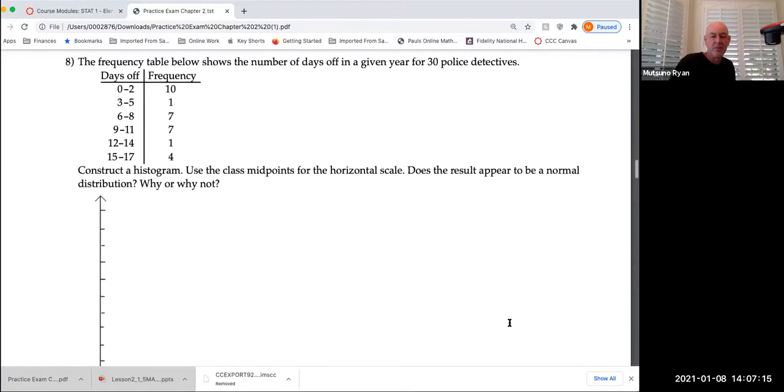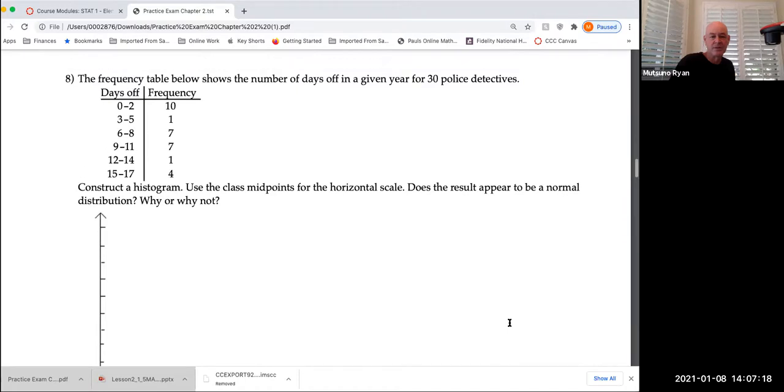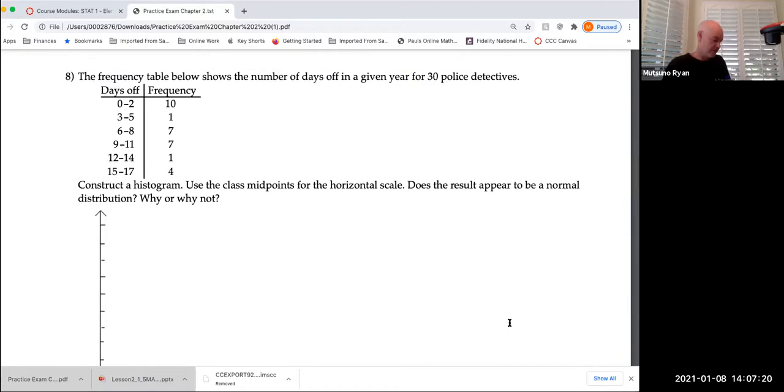Here they want us to use the midpoints for the horizontal scale, which is fine. And they already have the distribution table set up for us, which is nice. So I can see that the midpoints here are going to be 1, 4, 7, 10, 13, and it looks like 16.